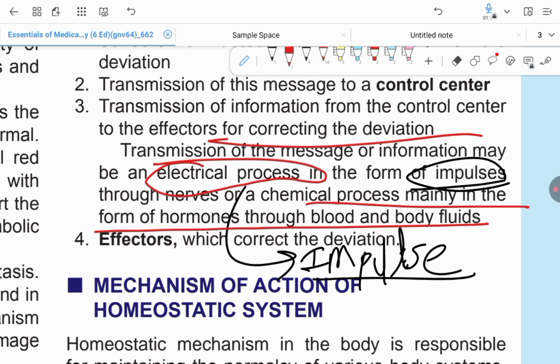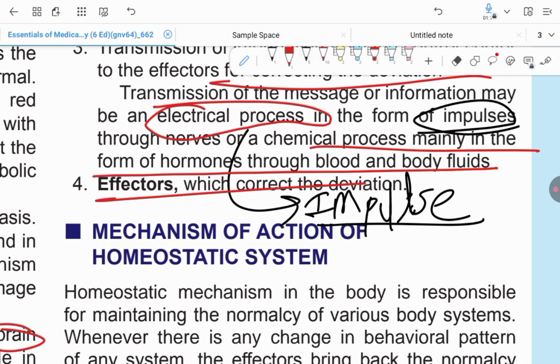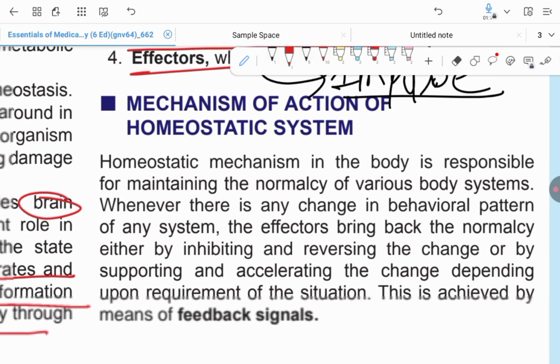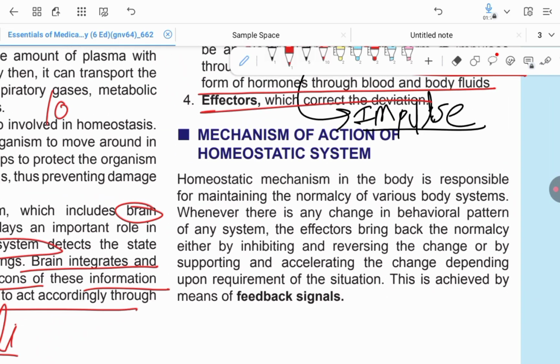Okay, effector which corrects the deviation. So transmission of message occurs in two methods. The first one is the neural method, which occurs in the form of impulse, and the second one is the chemical method, which occurs in the form of hormone through blood or body fluid.